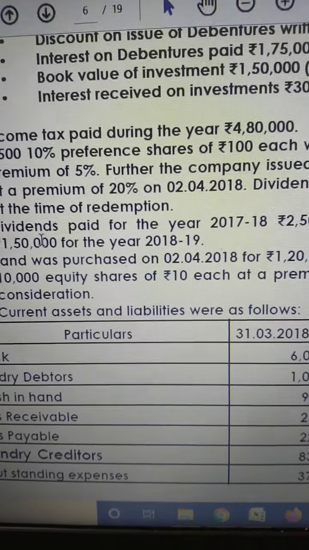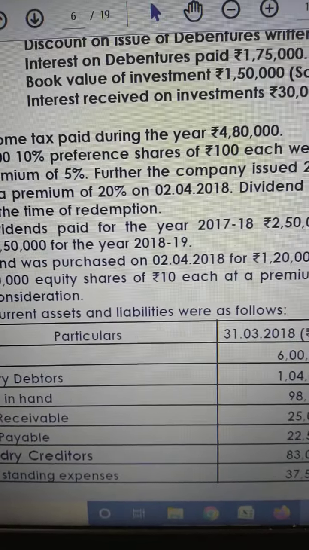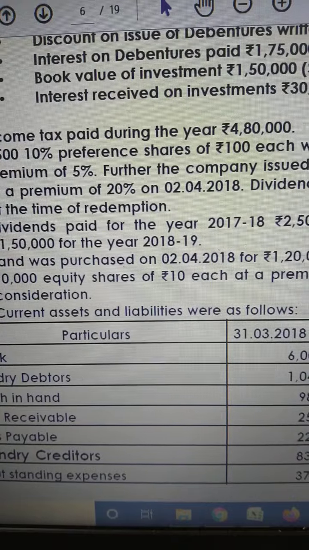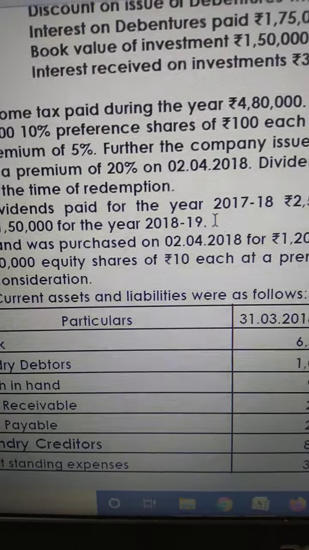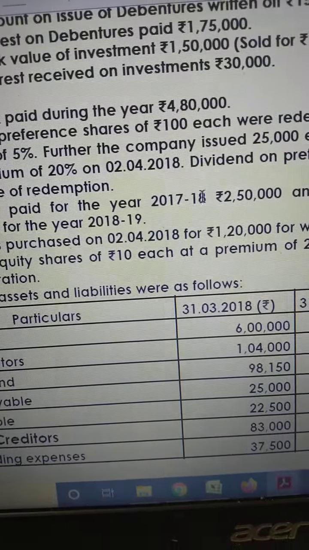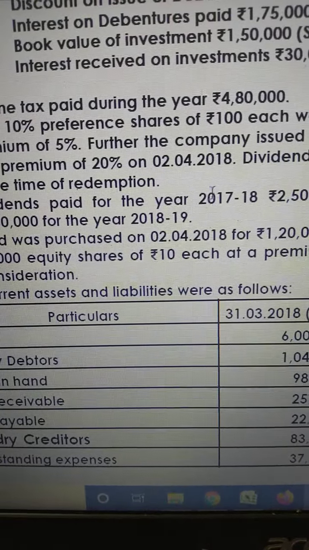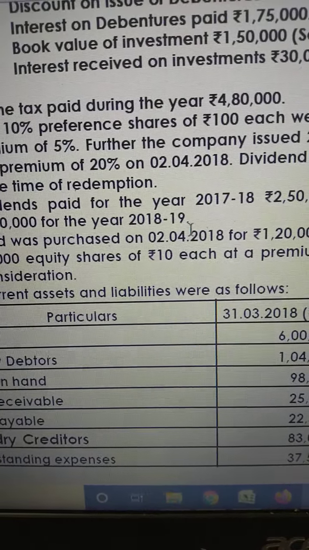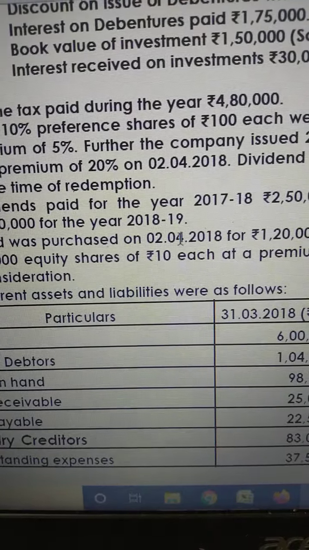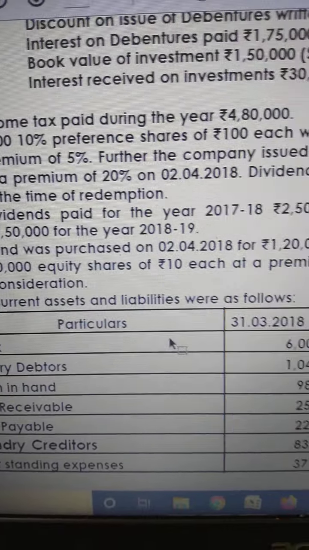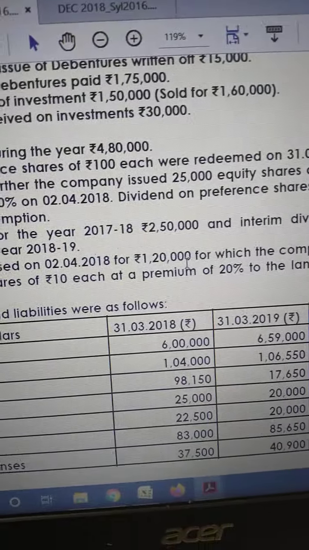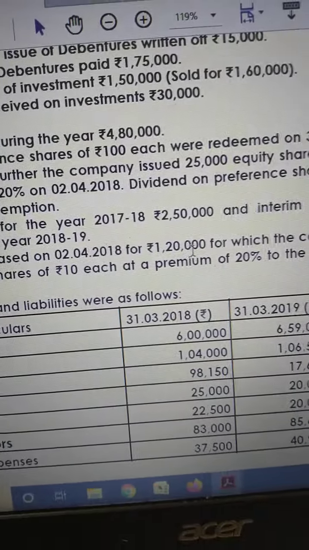Okay. Then what is the next item? Dividend paid for the year 2017-18 of 2,50,000 and interim dividend paid of 1,50,000 for the year 2018-19. Both these items happened in 2018-19 only, that is the assumption. So we have to give some effect. Then, land purchased on 2/4/2018 for 1,20,000. They purchased land of 1,20,000 rupees.